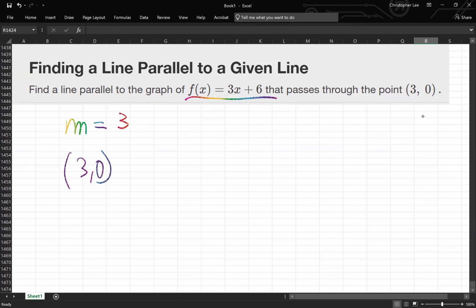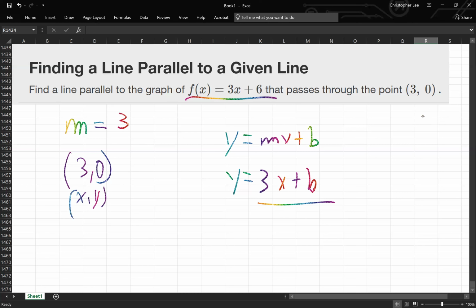Real simple. Equation of a line: y equals mx plus b. I know my slope. y is equal to 3x plus b. I need to solve for b. I don't know what b is, right? I have an x and a y here. Plug them in. So now I have 0 is equal to 3 times 3 plus b, right? 0 is equal to 9 plus b.